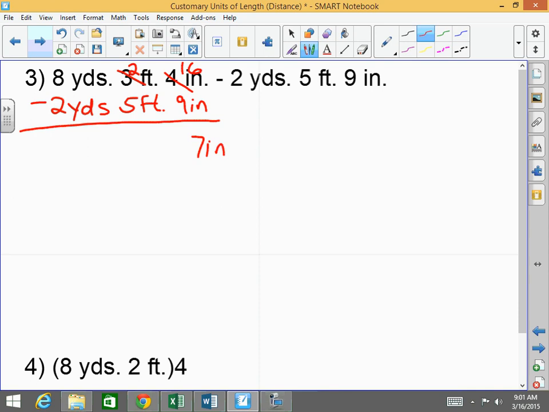Can I take 5 feet from 2 feet? But I can borrow 1 yard, can't I? So I add 3 feet to these 2 feet. That's 5 feet. Feet cancel. I've got 0 feet. And then 7 minus 2 yards is 5 yards. So my answer is 5 yards, 7 inches.